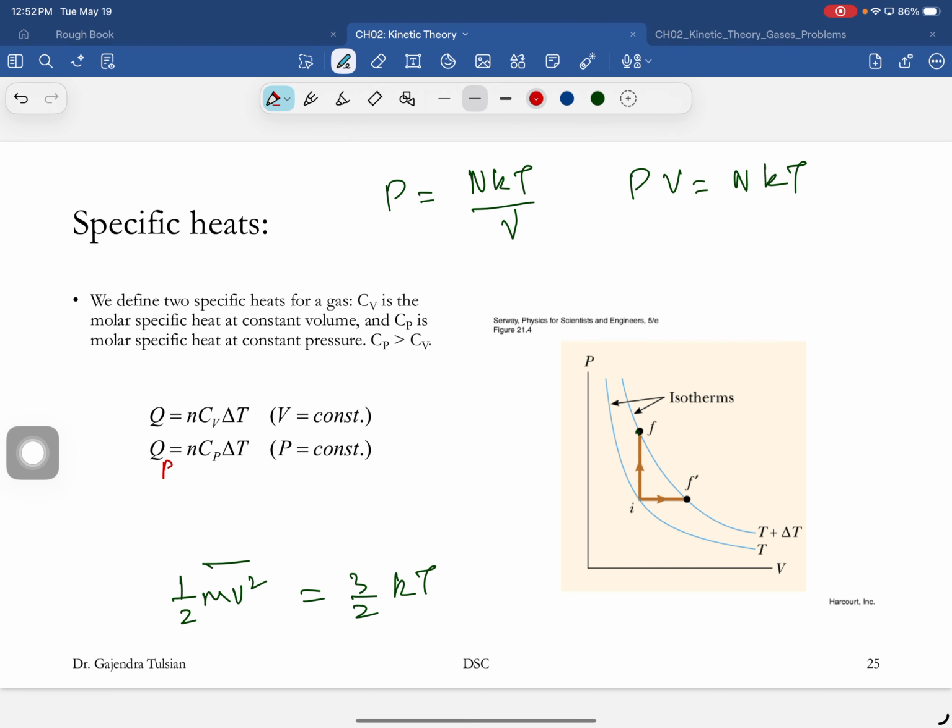So here's a very fun thing. Here's a monoatomic gas; it has only 3 degrees of freedom. A diatomic gas can have 5 degrees of freedom, 3 translational and 2 rotational. And a more complex molecule can have more degrees of freedom. So Cv is F by 2 times R. What is F? The number of degrees of freedom.